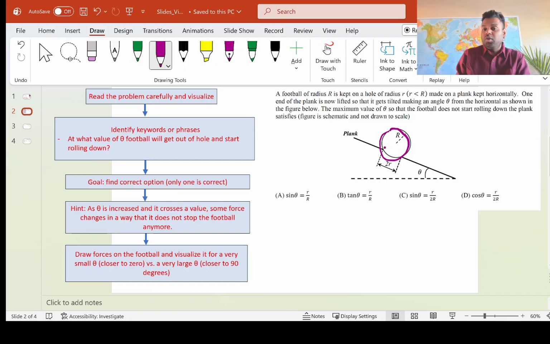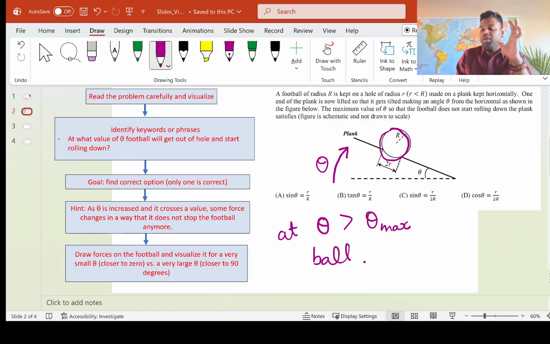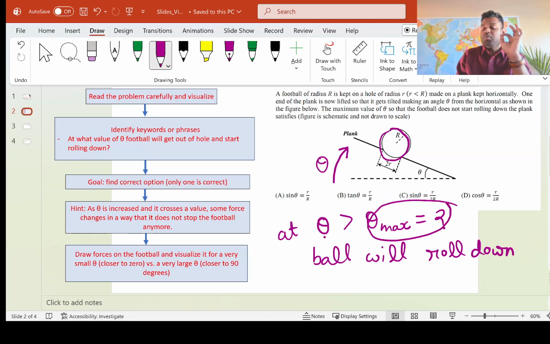It is kept on a hole on a plank, and as we increase the slope angle theta of the plank, at some angle, like at theta greater than theta max, the ball will roll down. The ball will roll down, and we have to find out what this theta max is. But it will only happen when the slope angle theta is more than this maximum value. And there is only one correct option.